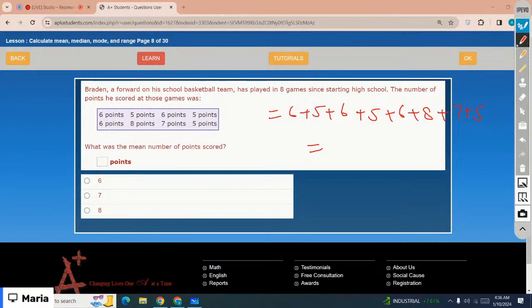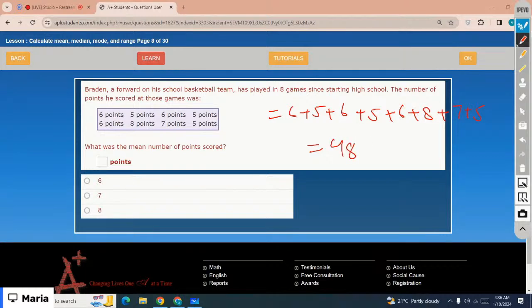So the sum is, hold on, let me just add: 6 plus 5 plus 6 plus 5 plus 6 plus 8 plus 7 plus 5. Okay, the sum of all these values is 48, right? That's the first thing you need to do whenever you have to calculate the mean.